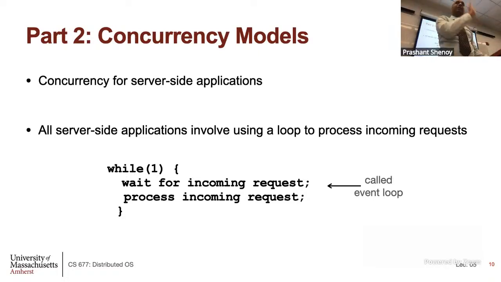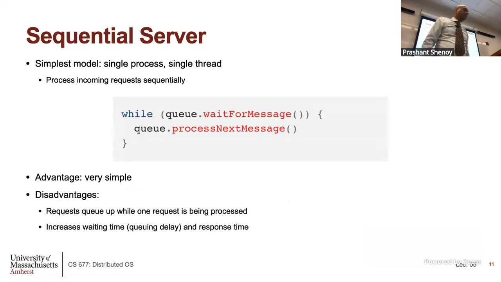With that in mind, let's try to understand what code you are going to put in that while loop. Here's a sequential server, no threads: essentially a single process, single thread. You are processing requests sequentially. So you have a while loop where you wait for a message, which is a request in this case, and you process the request. Then you wait for the next request, process it, and so on. It's the simplest server you can write. It has no threads in it; it's just a single while loop sitting and processing requests.